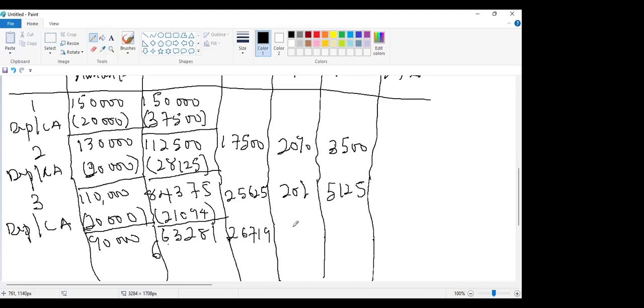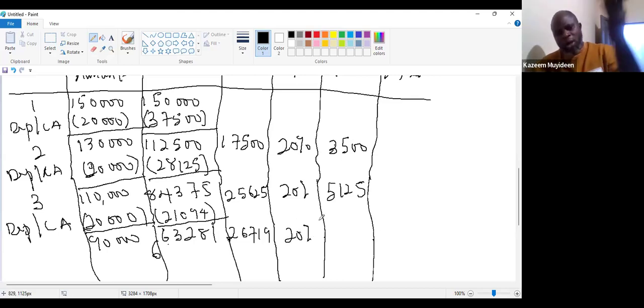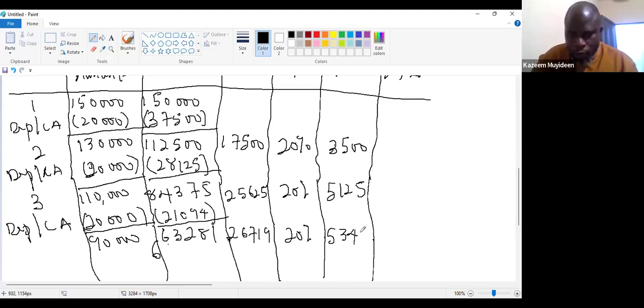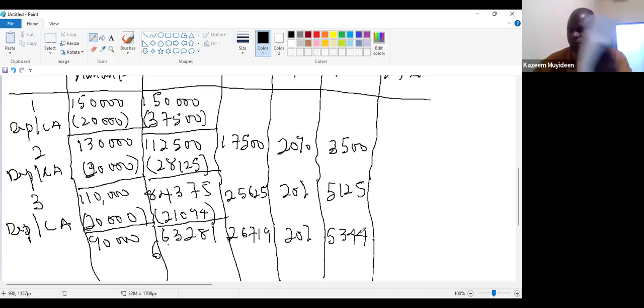Well, then 20% is also a liability because the carrying amount is greater than the tax base. What is the 20% of this? 5344. We have 5344, approximately. No problem, we approximate that.